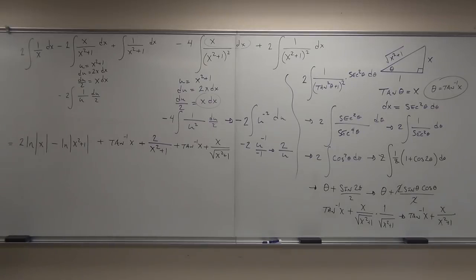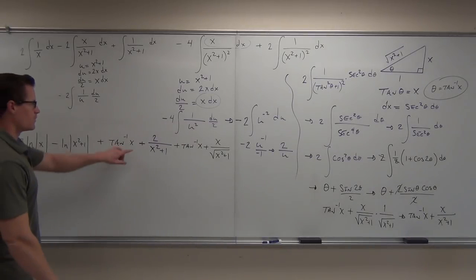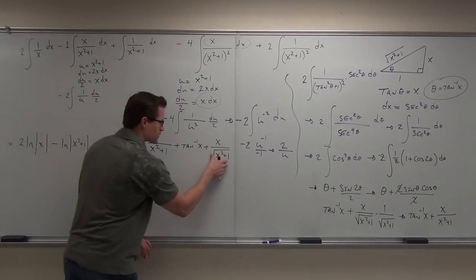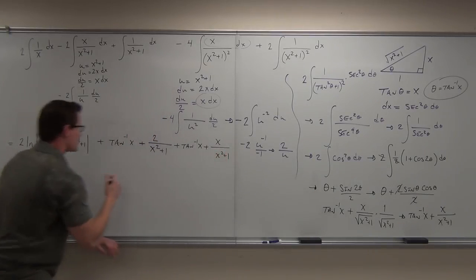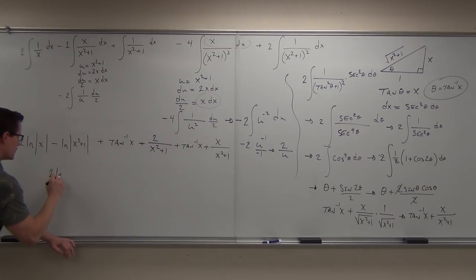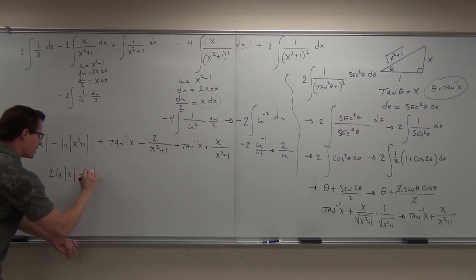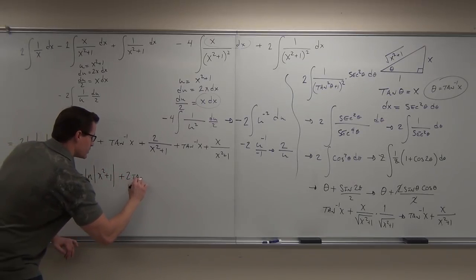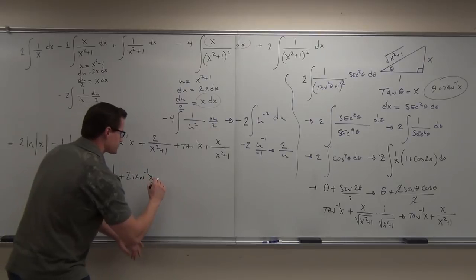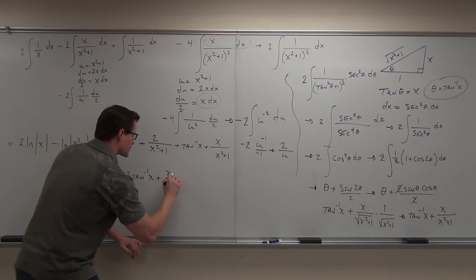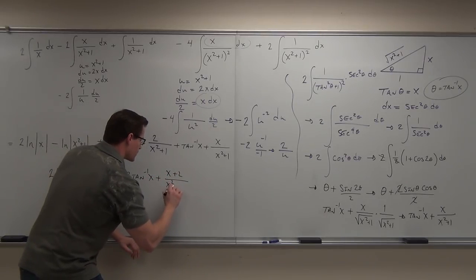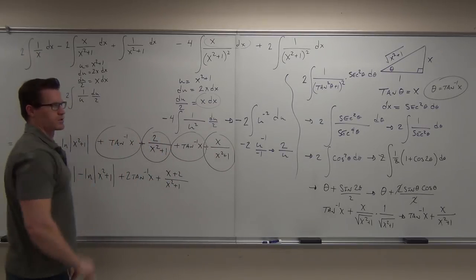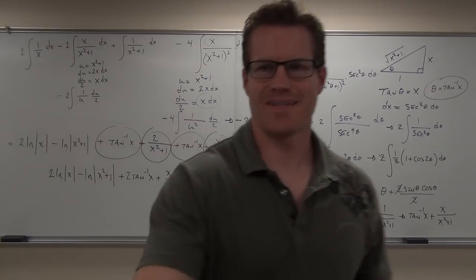Lastly, the only thing we do is combine some like terms here. Square roots are gone. These two things you can combine. Oh, yeah, you know what, you're right, I'm sorry. Combine some like terms, so we have 2 ln absolute value x minus ln absolute value x squared plus 1 plus 2 tan inverse of x plus x plus 2 over x squared plus 1. Like term, like term, like term, like term. Done.